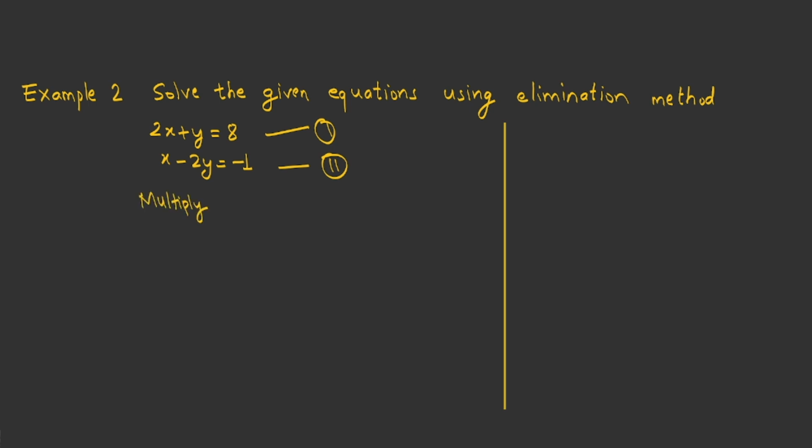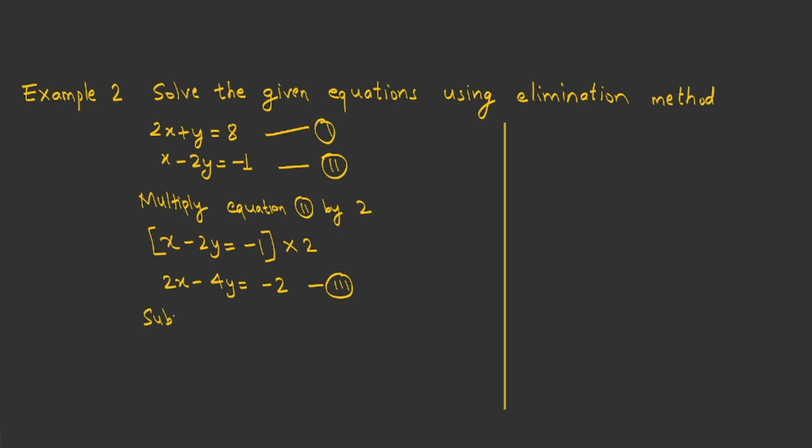multiply equation 2 by 2. So you can see here x minus 2y is equals to minus 1, and this has been multiplied by 2. इसे 2 से multiply करते हैं, so we will get 2x minus 4y is equals to minus 2. Okay, now name it equation 3. So our coefficient of x has become same. We have 2x and 2x.